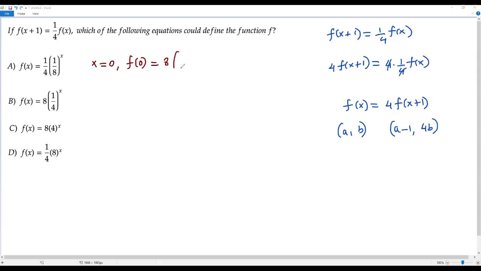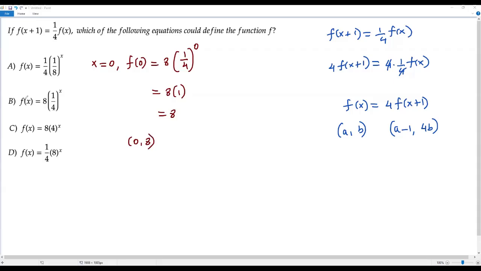Then I'm getting 8 times 1/4 to the 0th power. So anything to the power 0 equals 1. So 8 times 1, I'm getting 8. So I'm getting the point (0, 8). So when I plug in x equals 0, I'm getting the y coordinate 8.